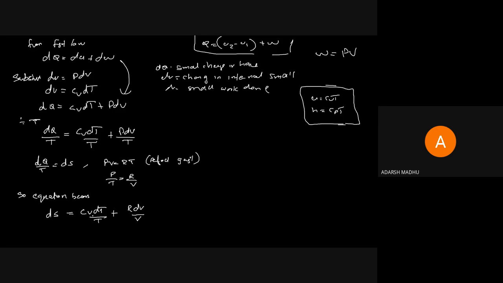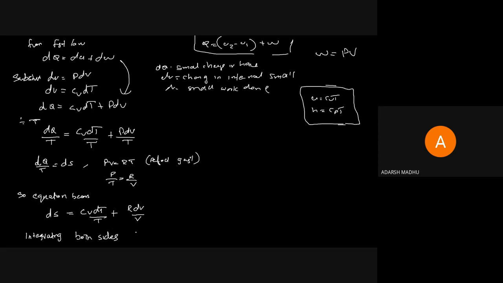Thereafter, integrating the equation, you will get the final solution. Integrating both sides, we get the integral of ds, that is s1 to s2, the integral of Cv dT by T, where Cv is constant and the temperature goes from T1 to T2, plus R times the integral of dV by v from v1 to v2.